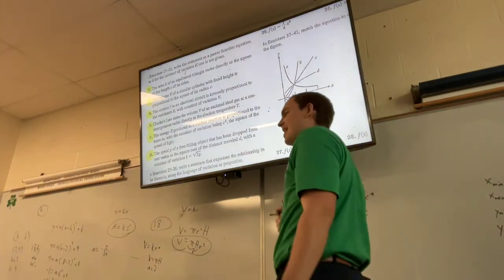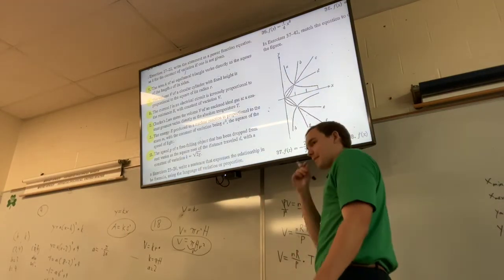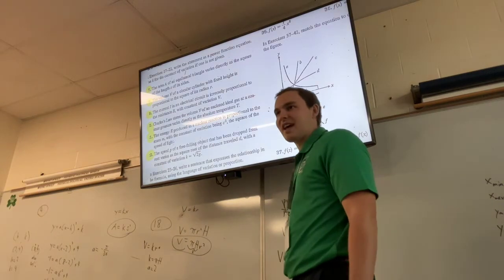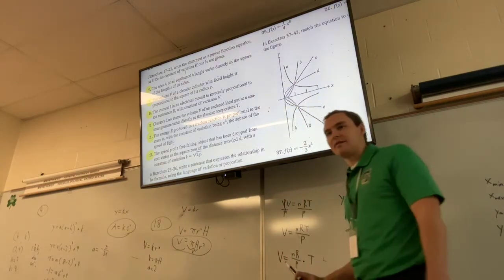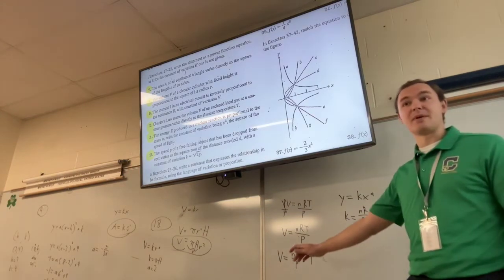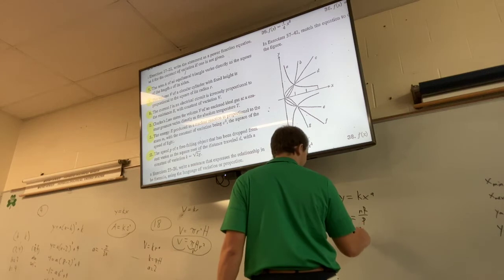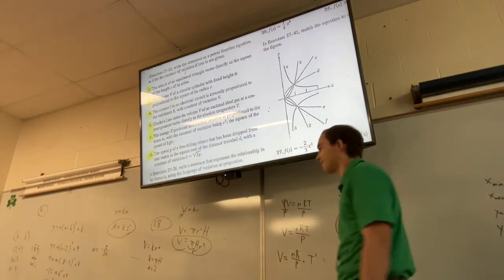Tough crowd this morning. Maddie, put your leg on, please. What's my a, Silas? So the a is just going to be the exponent on your variable. This is a T to the 1, so the a is just going to be the exponent on my variable.